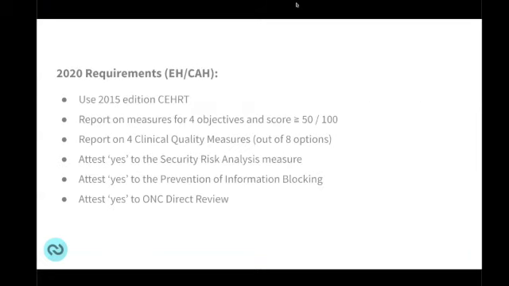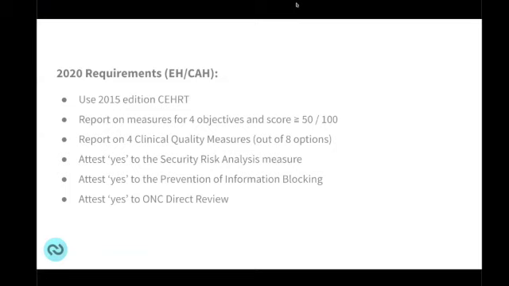I thought it would be helpful just to let you see what the 2020 requirements are for meaningful use. So I looked at the reporting requirements for eligible hospitals and critical access hospitals. And a couple of the key components are they are required to use a 2015 edition CERT, so the Certified EHR Technology 2015 edition.